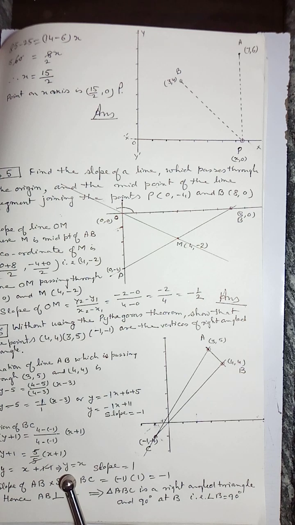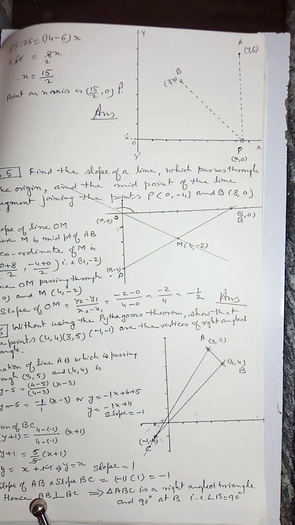Here again after solving, y is equal to x because 1 and 1 will be cancelled. So y is equal to x. Here I would like to tell you, any line which is passing through the origin will have only the terms of y and x. It is free from other terms. Any equation of a line which is passing through the origin will contain only y and x terms. Here again we are getting y is equal to x, slope is 1.